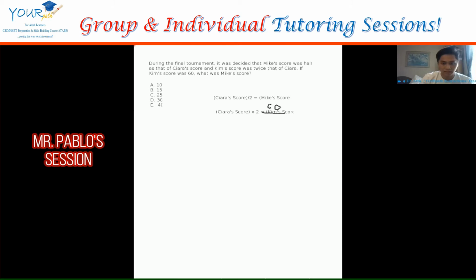So that is a 60. And then this is similar to an algebraic equation. Sierra's score is like an unknown variable. If you have been working on your algebra, it's like an X or a Y or a C or a D. You know, it's just a letter. It's just an unknown variable to represent Sierra's score.